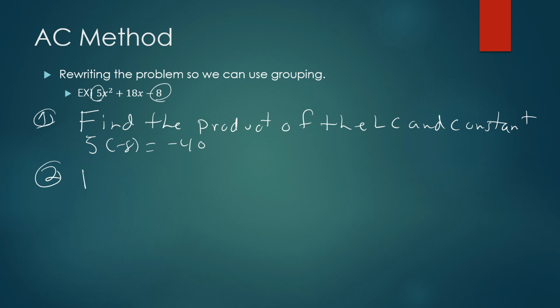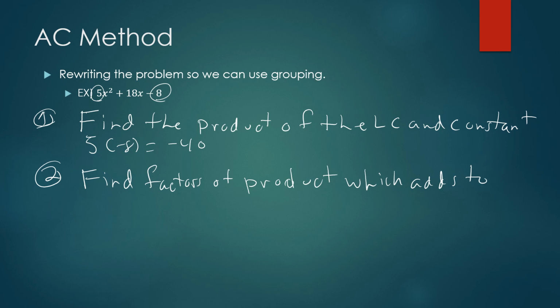Now we're going to find factors of that product which add to that middle term. In this case, -40 is the same thing as 20 times -2. But if I add those together, I get 18, which is the number I want.